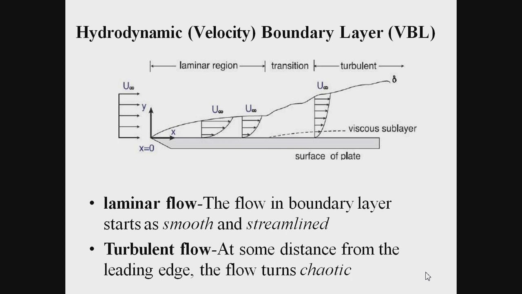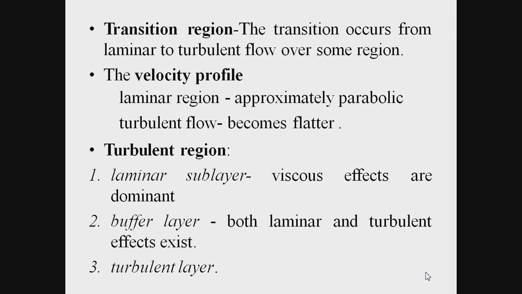Initially in the laminar region, when the flow is smooth and streamlined, its thickness is very small, and as we are moving towards the x direction, the flow becomes turbulent, and in turbulent flow, the flow becomes chaotic. That is, there is momentum transfer between the layers. In between these two, there is a transition region in which the flow changes from laminar to turbulent. Okay. Now, we should know about the velocity profile in different types of flows.